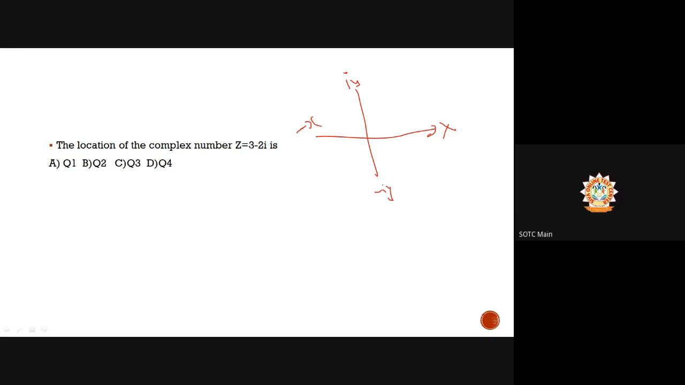Because 3, if you compare with x plus iy or x minus iy, x is positive, right? So this side only. Y is negative, like this. So around here it will be. So option D is correct. Clear? Yes, sir. Now just try to solve this question.